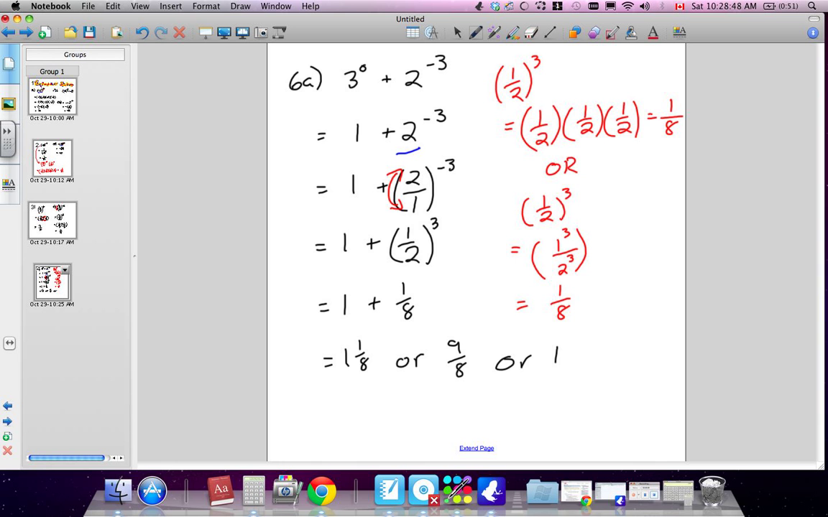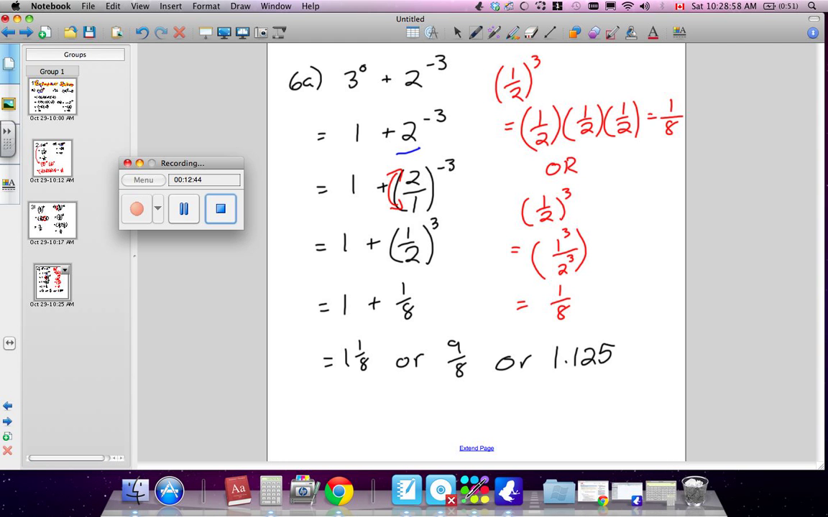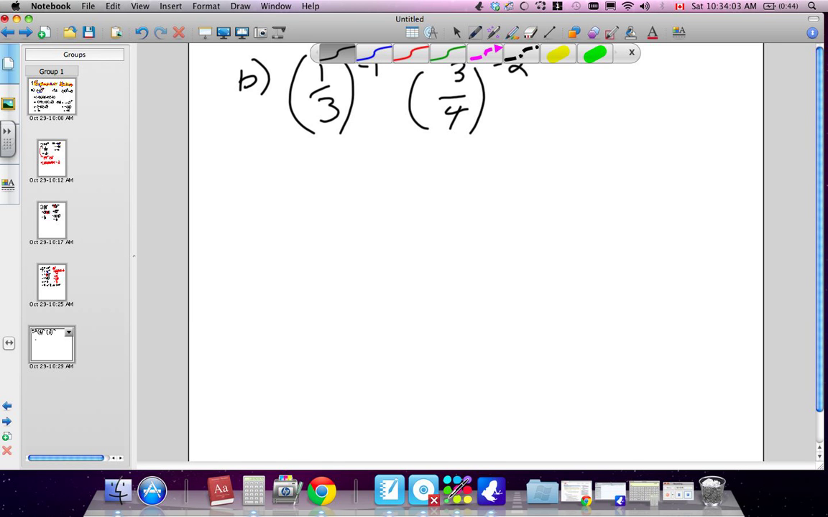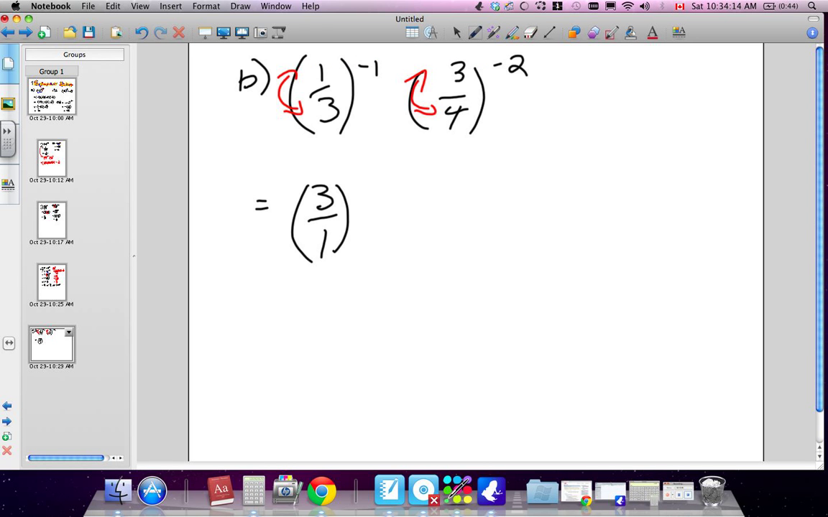Okay, so this is 6b. They wanted positive powers. So the very first thing we're going to do in both of these is flip both fractions so that the exponents are positive. So we have 3 over 1 to the power of 1 multiplied by 4 over 3 to the power of 2. According to BEDMAS, we always deal with exponents first, before we deal with the actual multiplication of these two things. So 3 to the power of 1 over 1 to the power of 1 is just 3 over 1.